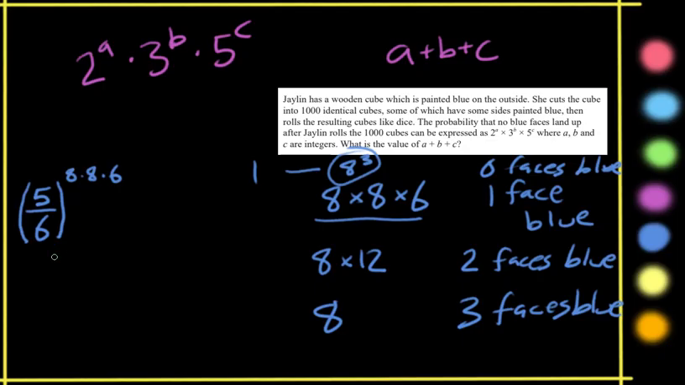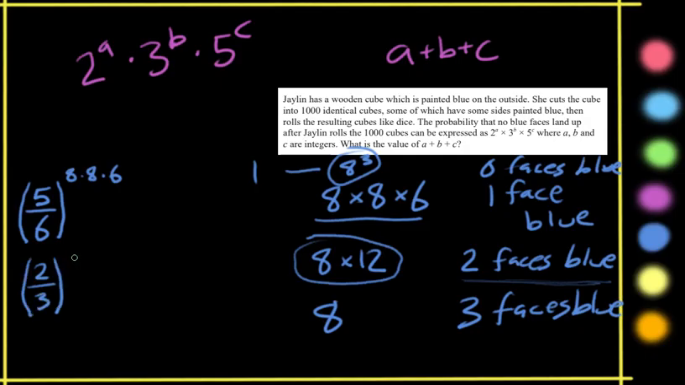Then we have to multiply that by another tiny number, which is the probability that none of these guys show blue. Since these guys have 2 faces that are blue, they have a 4/6, which is 2/3 probability of not showing blue. And we have to raise that to the 8 times 12 power. And then we have these 8 guys here. They have 3 faces blue, so they have a 1/2 chance.